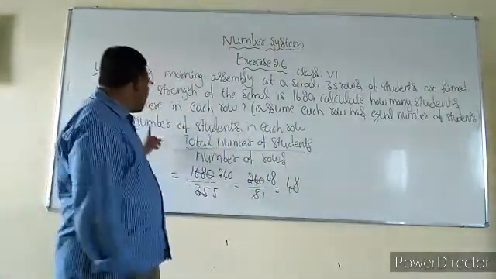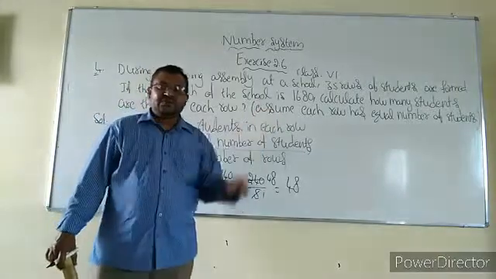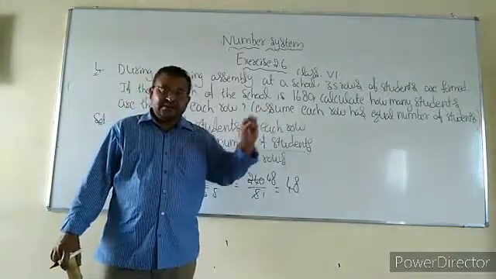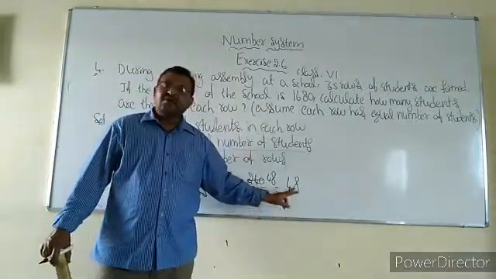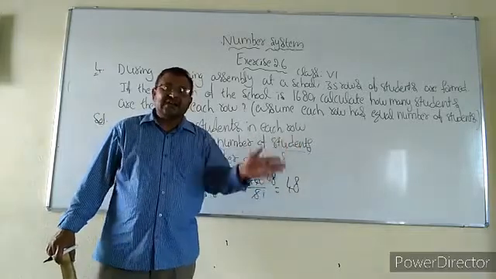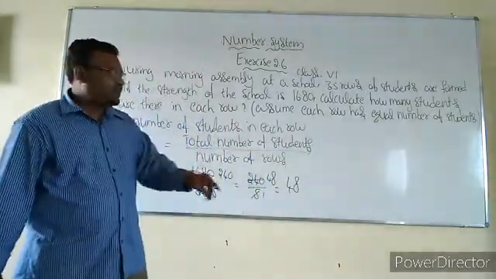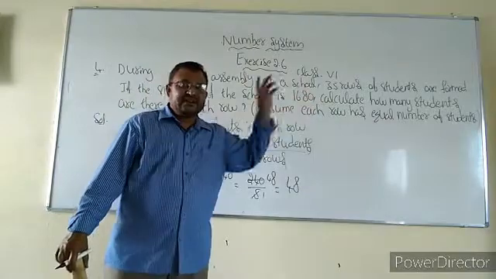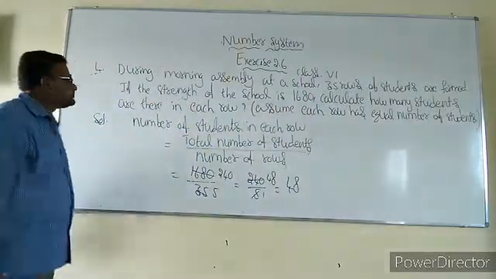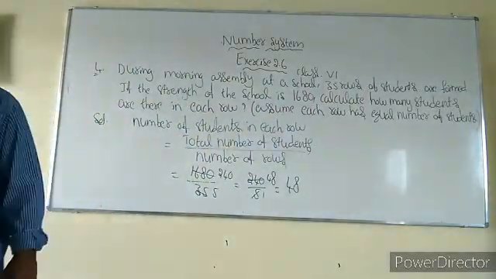So that is the number of students in each row. Like that, in 35 rows, in each row 48 students are assembled, then the total number will be 1680. The next, fifth problem.